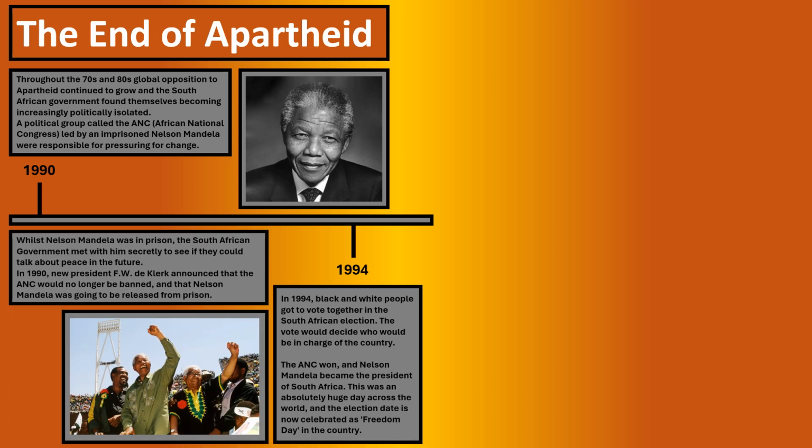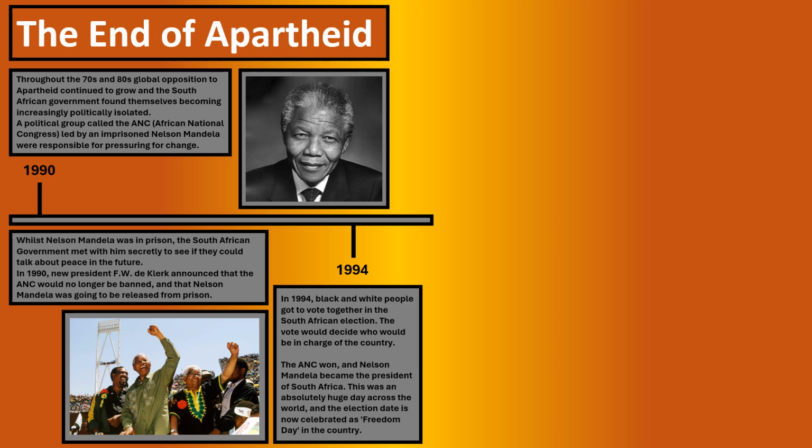And whilst Nelson Mandela was in prison, the South African government met with him secretly to see if they could talk about peace in the future. In 1990, the president at the time, F.W. de Klerk, announced that the ANC would no longer be banned and that Nelson Mandela was going to be released from prison. And in 1994, this led to the first free election in South Africa in decades.